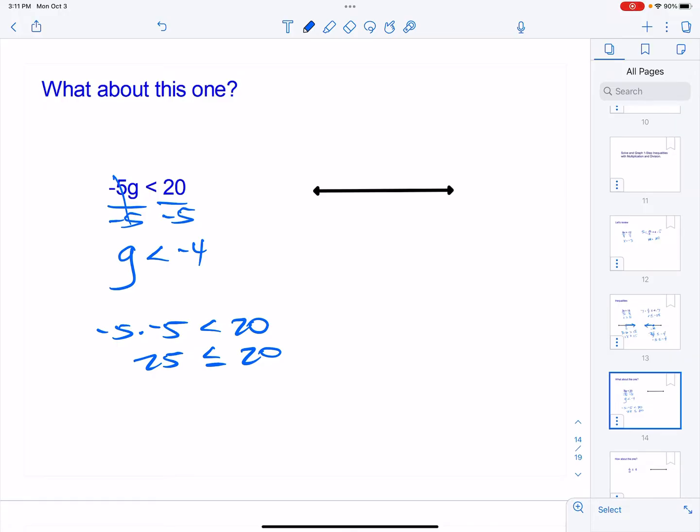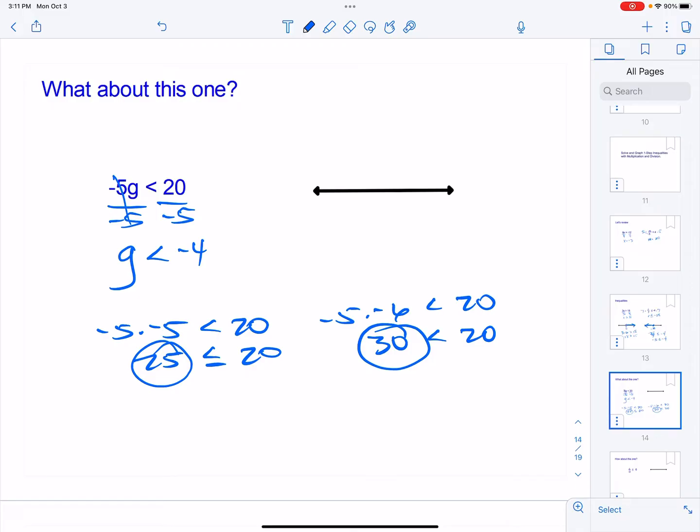Let's try another one. What if I gave you negative 6? Negative 5 times negative 6 is less than 20? Well, negative 5 and negative 6 make 30, is that less than 20? That's not true. And you'll notice as I make that number smaller, as I increment that one, my value gets larger. That doesn't make any sense. So what do you think's happening? I need to get a value that's less than negative 4.